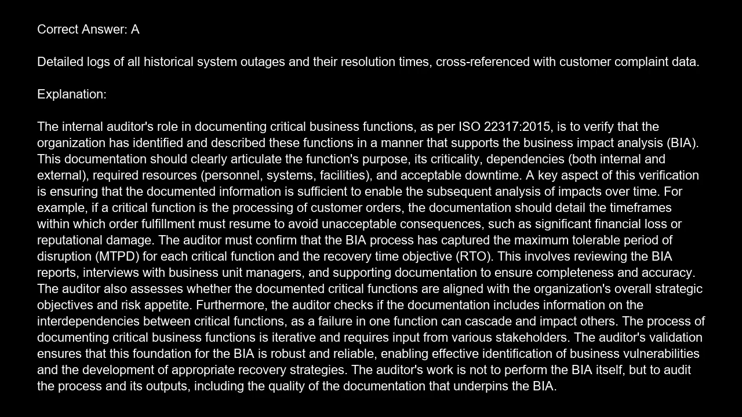The correct answer is A. Detailed logs of all historical system outages and their resolution times, cross-referenced with customer complaint data. Explanation. The internal auditor's role in documenting critical business functions, as per ISO 22317-2015, is to verify that the organization has identified and described these functions in a manner that supports the business impact analysis, BIA. This documentation should clearly articulate the function's purpose, its criticality, dependencies, both internal and external, required resources, personnel, systems, facilities, and acceptable downtime.